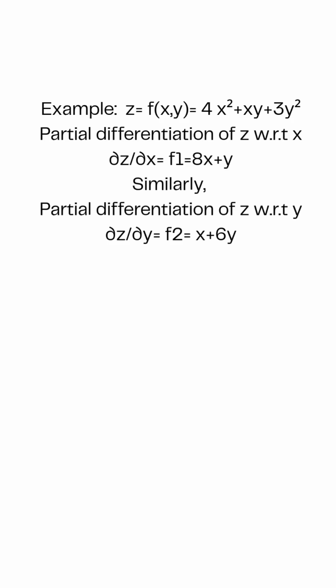constant. Remember that the usual rules of differentiation, like the sum and difference rule, product and quotient rule, and the composite function rule, hold in the case of partial differentiation also. Now back to the example, we can partially differentiate z with respect to x. Again, remember that the derivative of a constant is 0. So, while partially differentiating z with respect to x, we get 8x plus y.